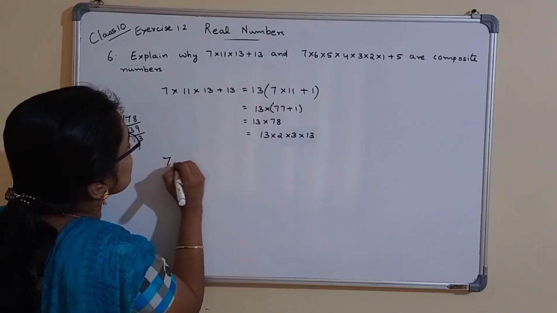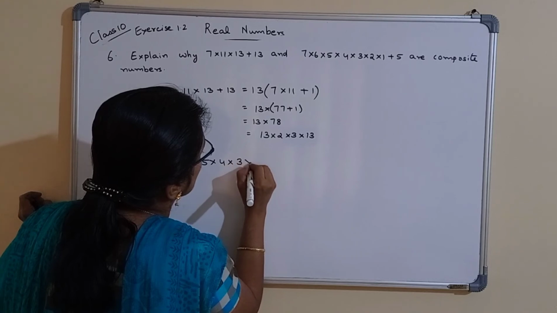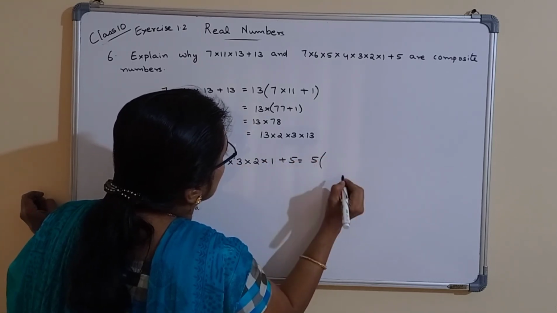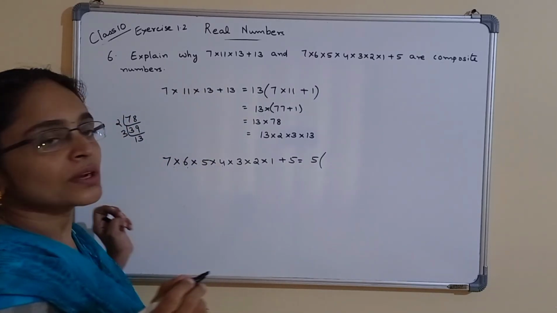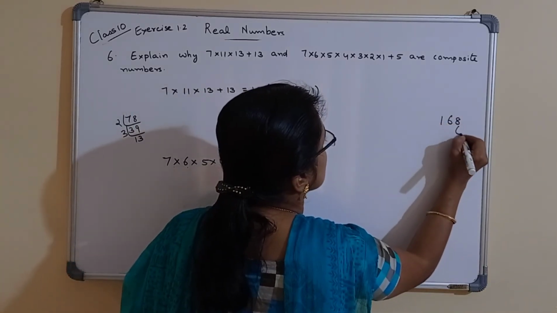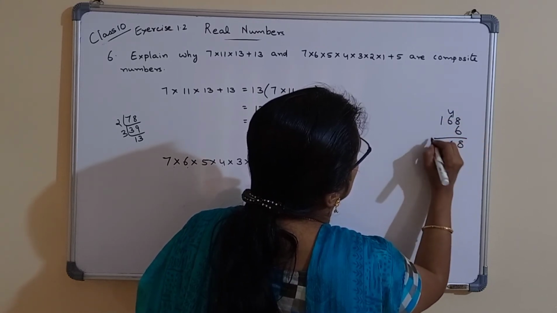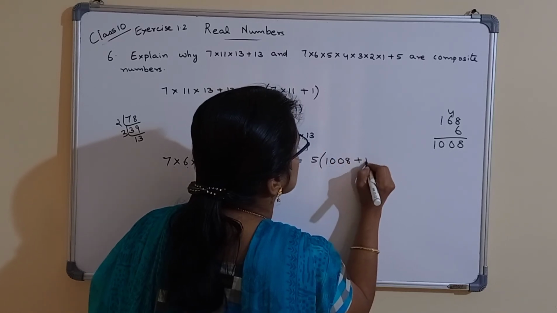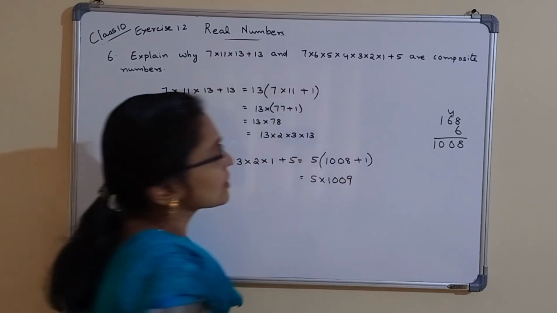Now we can write this 7 into 6 into 5 into 4 into 3 into 2 into 1 plus 5 as 5 can be taken out. Then 7 into 6 is 42, 42 into 4 is 168, 168 into 6 is 6 8s are 48, then 36 plus 4 is 40, 1008. 5 into 1008 plus 1, which is equal to 5 into 1009.